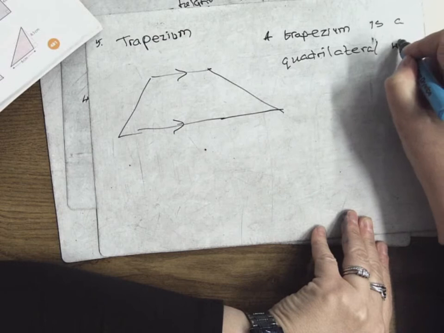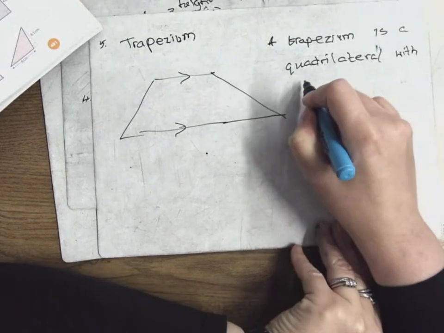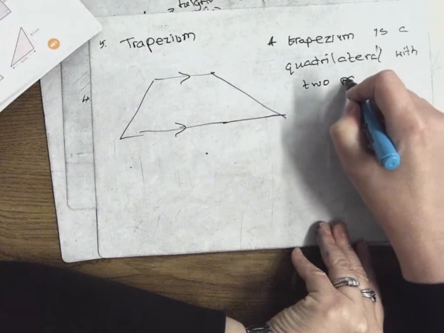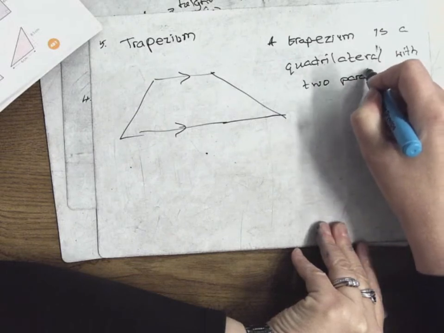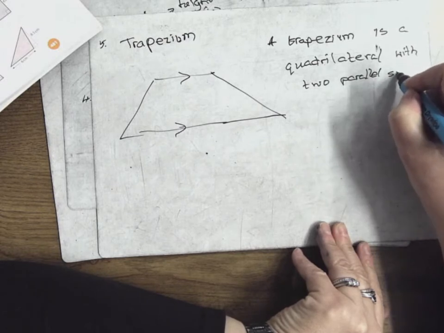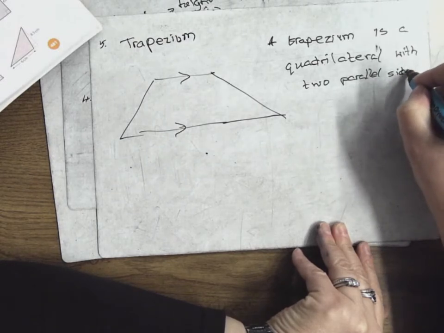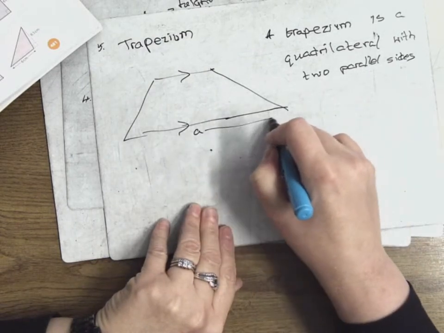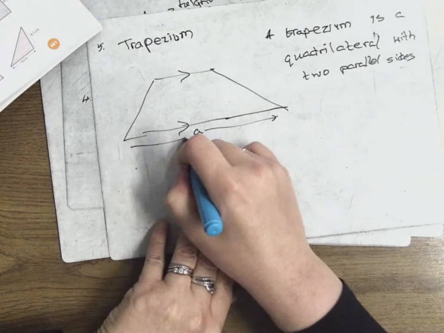With two parallel sides. Okay, so the other sides aren't parallel, because if the other two sides were parallel, it'd be a parallelogram. A trapezium has two parallel sides. So I'm going to say one of them measures A and the other one measures B.